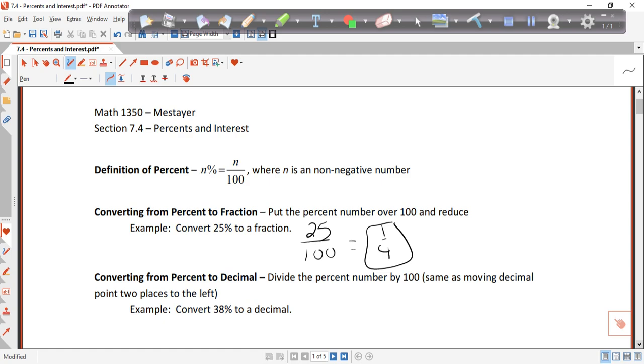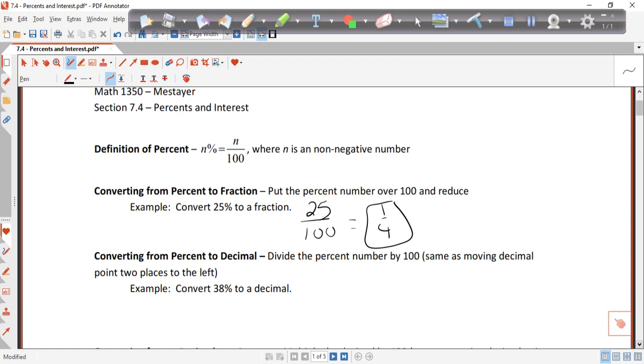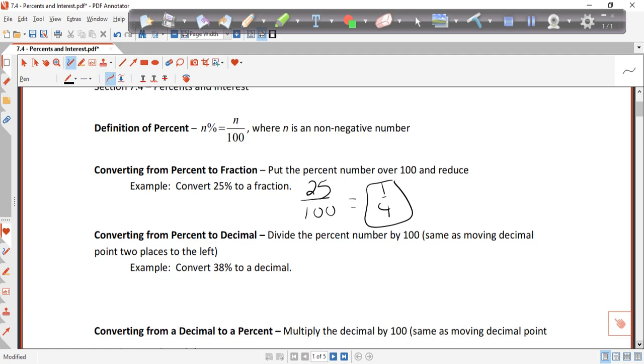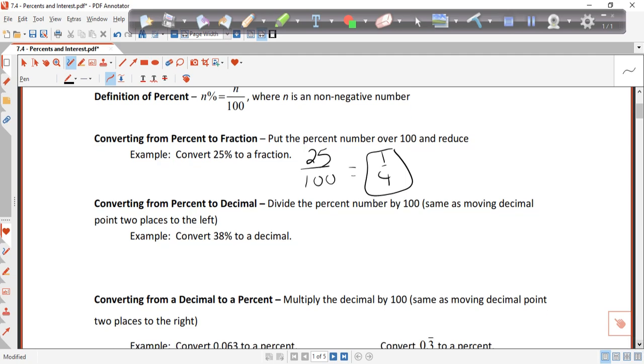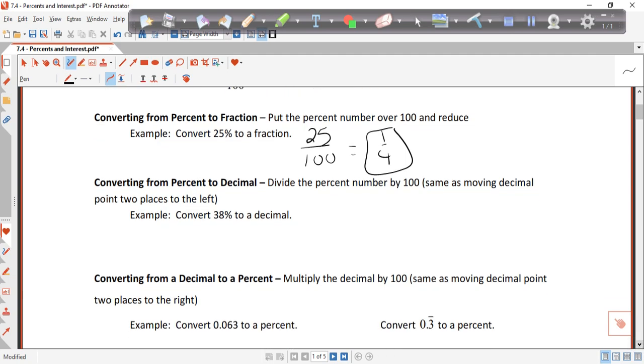Converting from percent to decimal, we're first going to change it to a fraction. So we're going to divide the percent number by 100, just like we did before. And then the decimal moves to the left twice. So technically what we're doing is 38 over 100, which changes to 0.38. Or you could just say 38, move the decimal twice, and we get 0.38.